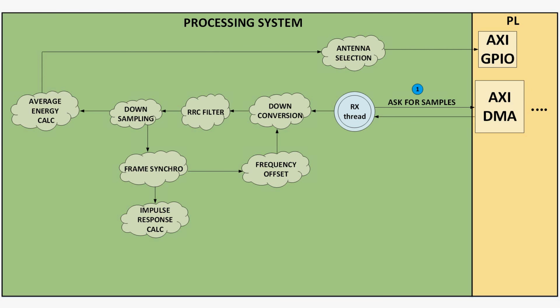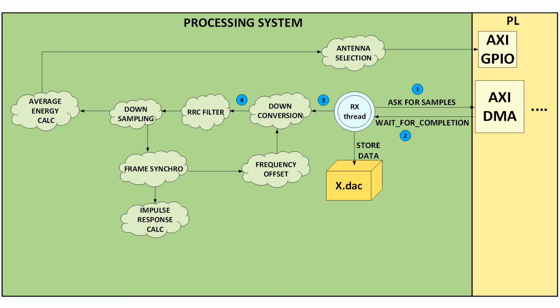A thread called RX is created and it receives samples from the programmable logic. Those samples are stored in a file for debugging purposes. From now on, the digital signal processing begins. As the carrier frequency of the incoming samples is 2 MHz, the second down conversion, the root raised cosine filtering, and the downsampling are performed. Then the average energy is calculated and stored in a file.